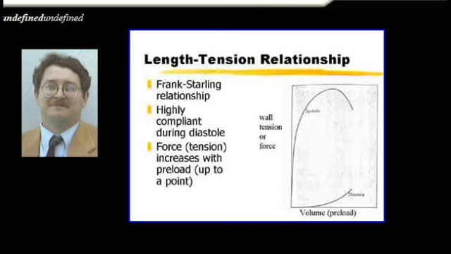Moving from a subcellular level to an organ level, this slide shows the relationship between wall tension and ventricular volume or preload. It's the familiar Frank-Starling relationship, and here are demonstrated two curves, one of the length-tension relationship during systole and one during diastole. During diastole, the wall tensions are obviously less than during systole. As the diastolic volume increases, there's a gradual increase in wall tension.